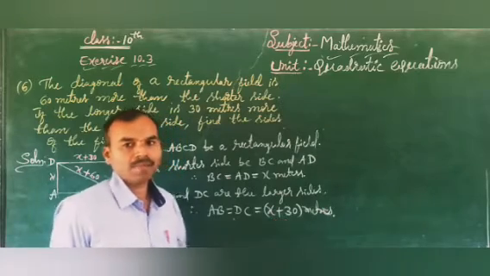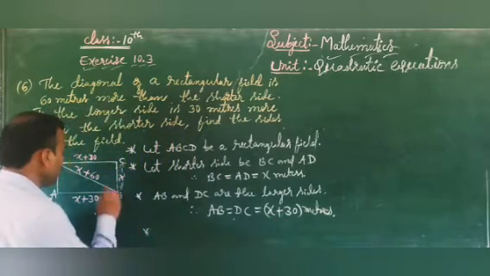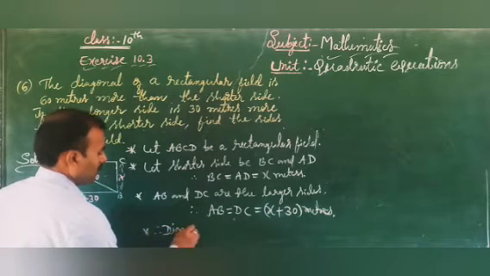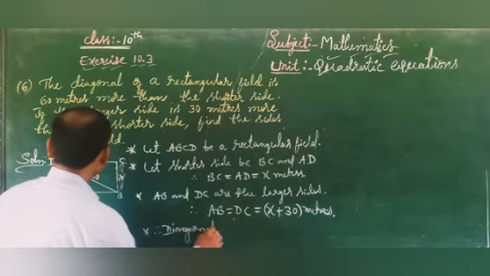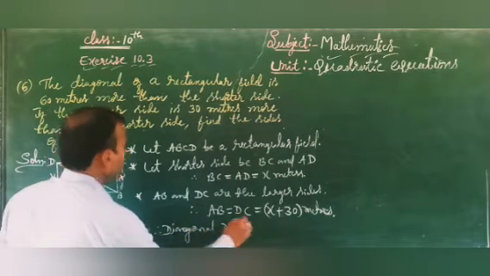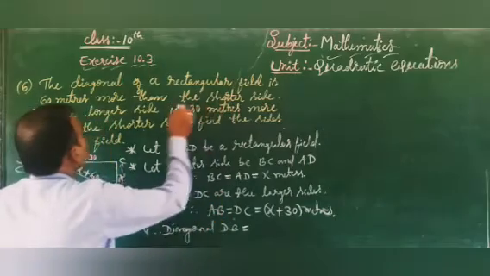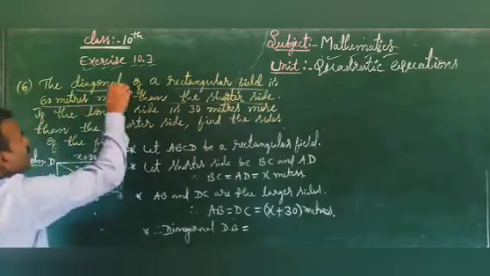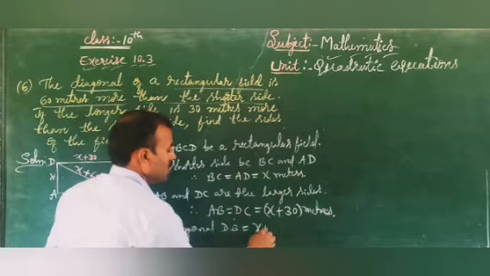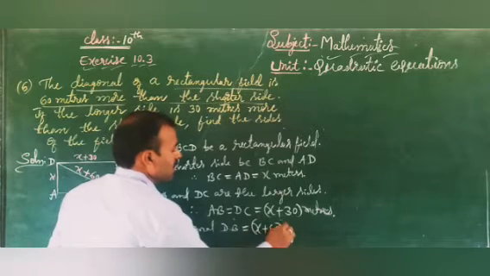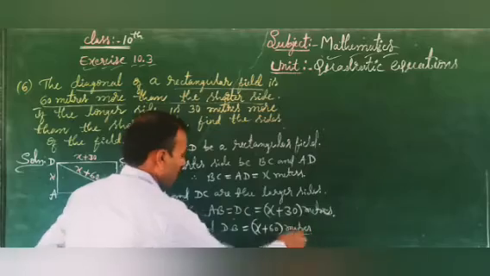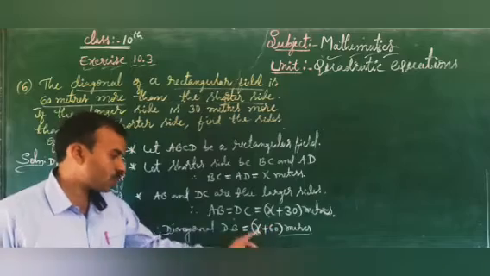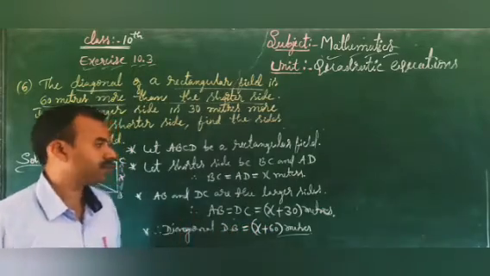So we take x plus 30, and the diagonal is given. Therefore, diagonal DB is equal to, as the condition is given, 60 meters more than the shorter side. The diagonal of the rectangular field is x plus 60 meters.